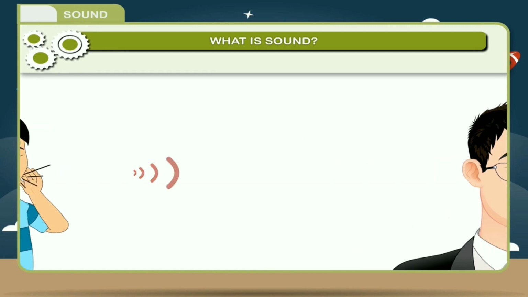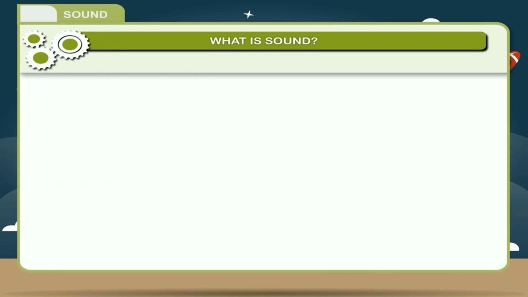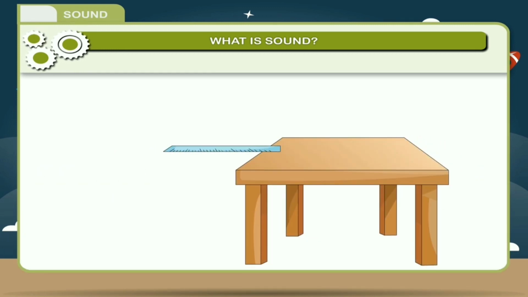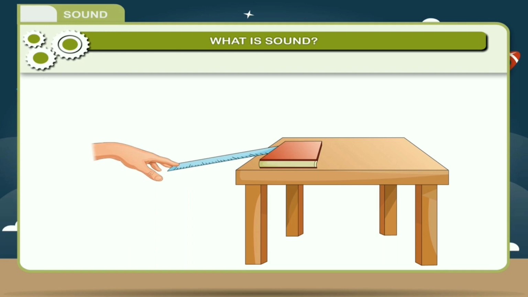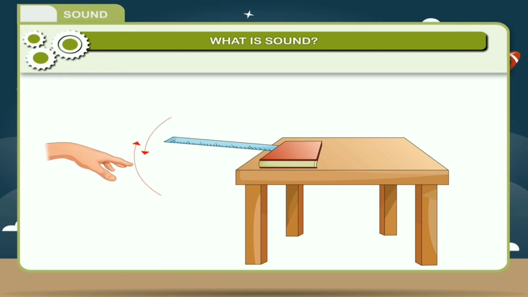Let us perform an activity. Take a plastic scale and paste it on a table so that some part of it projects out from the edge of the table. Place a heavy book on the other end of the ruler, press the projecting end with the tip of a finger and release it. What do you observe? You find that the ruler vibrates and produces sound.